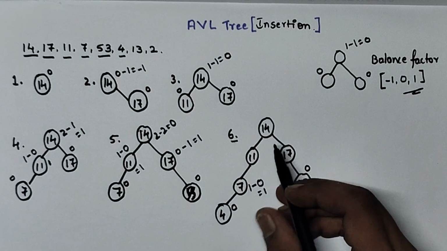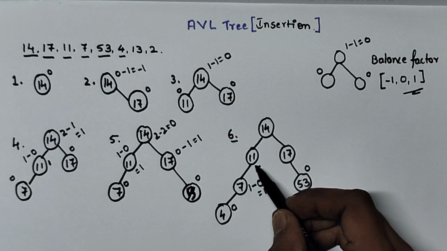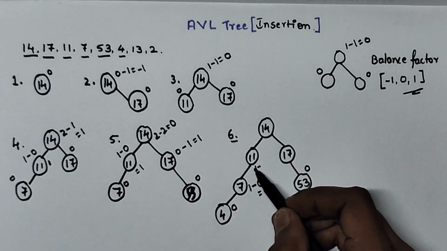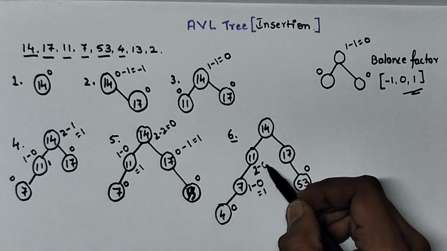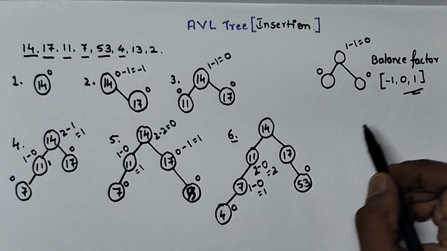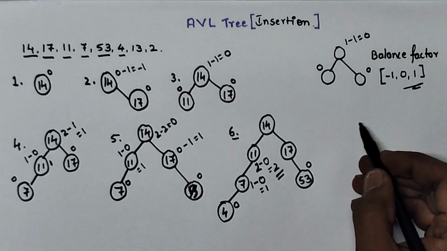Next, for 11, if you see, 11 is having two left children, 1 and 2, so 2 left children minus there is no right child for 11, so 2 minus 0 will be 2. Is it in the balance factor range? No, 2 is not in the balance factor range. So now we should make some minor changes. So what is the change?